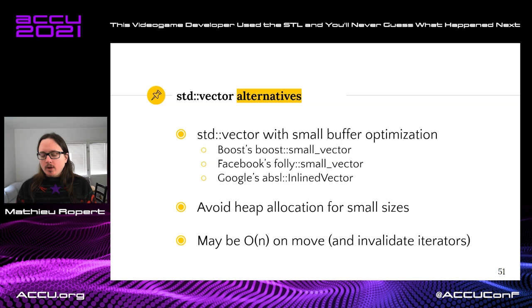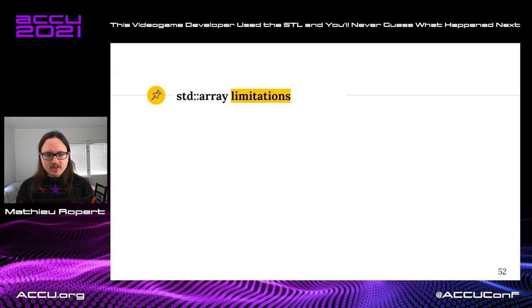Again, you come back with the drawback that if you move, you'll invalidate your iterators, and you might still be O(N), which is probably not a big deal here, because the small buffer is, by its name, small. So you're going to copy, I don't know, 10 objects maybe, which is not that bad.